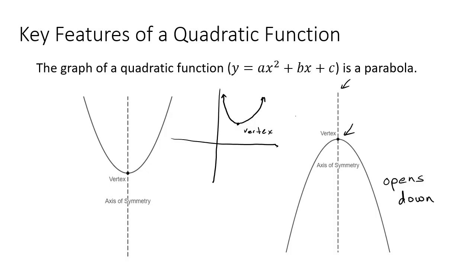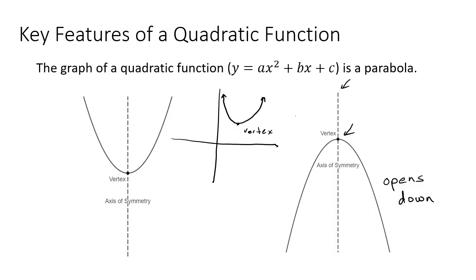Now a parabola does travel forever to the left and forever to the right. Its domain is negative infinity to positive infinity. So because of that, the graph will always pass the y-axis once. So you will always have a y-intercept.